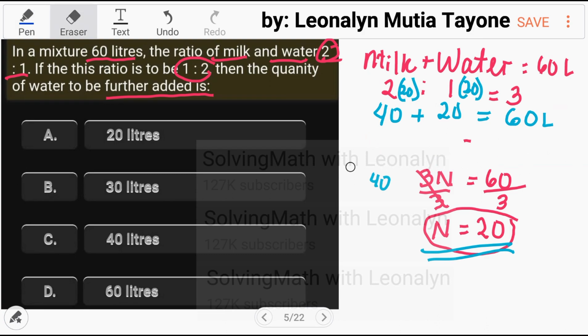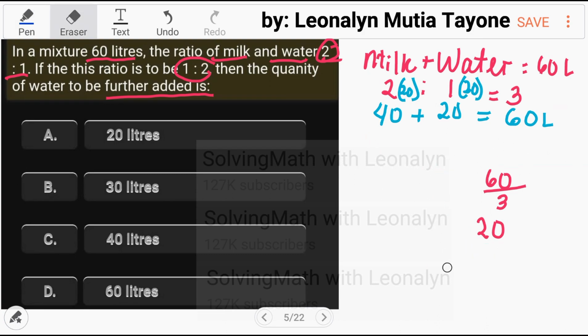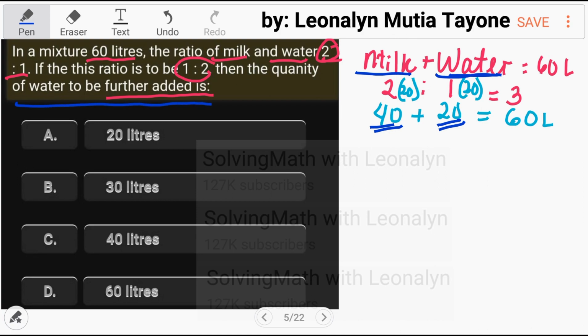Ngayon, wag kukurap. Kasi yung unang video, kahit klaro naman sana yon, pero marami pa rin nalilito nito. Wag kukurap. Original na mixture: 40 liters yung milk, 20 liters yung water. Ang tanong, ilan daw ang idagdag na water para maging 1:2? Ibig sabihin, si water daw ay madoble ang dami niya kumpara sa milk.